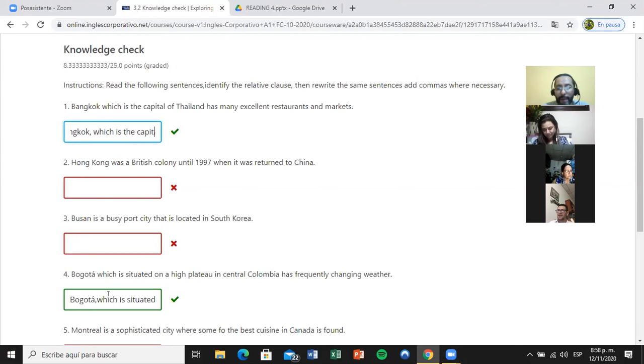You're also going to have problems with number 4, Bogota. Remember number 4 with Bogota. There is no space between Bogota, the comma, and which. Bogota, comma, which, without a space between the comma and which. Yeah, that was the other one. That's right. Those were the two with the technical mistakes. Okay, good. I got it.